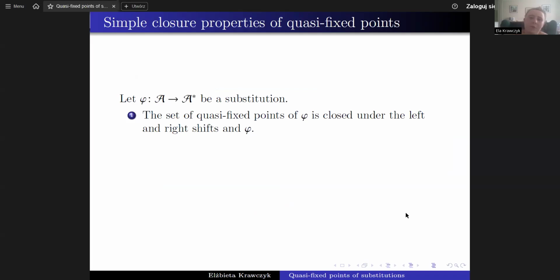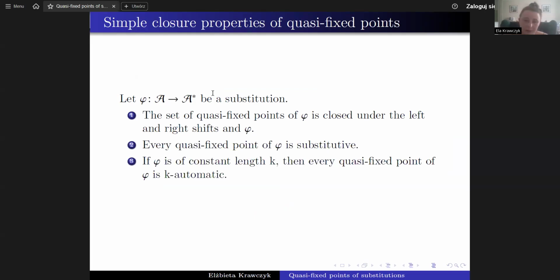Okay, so some simple properties. It's very easy to see that this set of quasi-fixed points is closed under the left and right shift and under my substitution. If I start with some general substitution, every quasi-fixed point is going to be substitutive. Furthermore, if my substitution is of constant length k, then every such quasi-fixed point is k-automatic. This is known, and I think this result has been rediscovered a few times in different settings. Here you actually have to do something, but it's not very difficult.